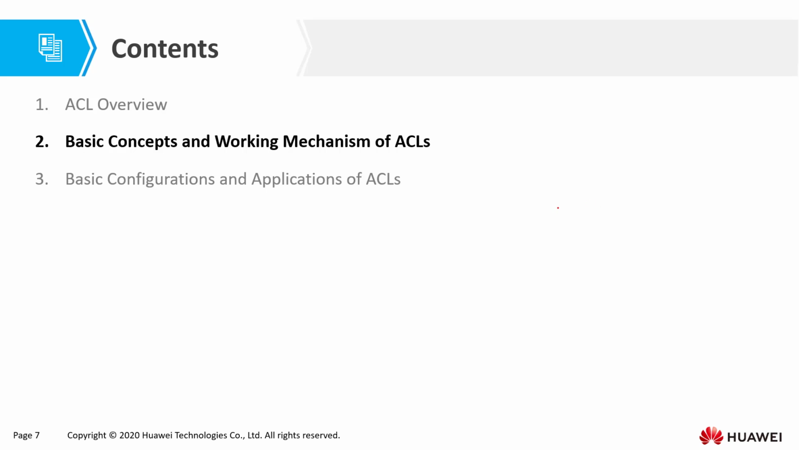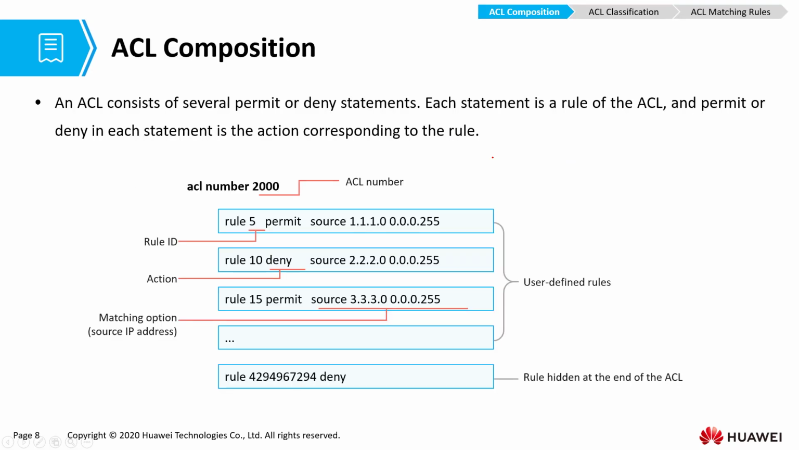So in this video, I'll be going to the second part of ACL Principles and Configuration. In the previous ACL Principles and Configuration video, we discussed the ACL overview. In this video, we shall look at the second item, which is basic concepts and the working mechanism of ACLs. So, what are ACLs made up of exactly? How exactly do they do their job? How exactly are they able to identify traffic so that particular action based on the application can be taken on the traffic? Let us start with the basic ACL composition.